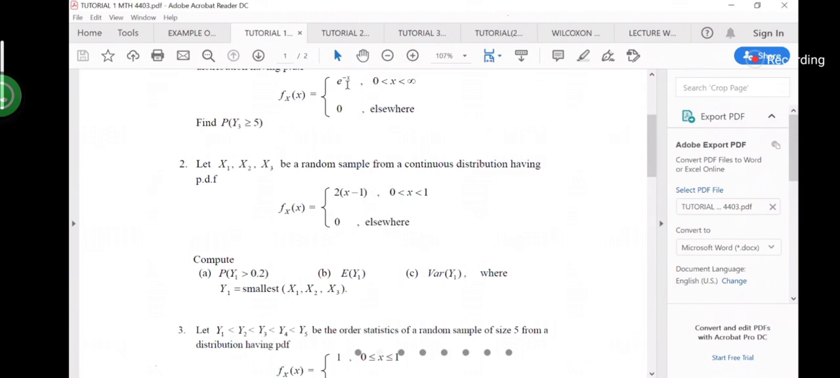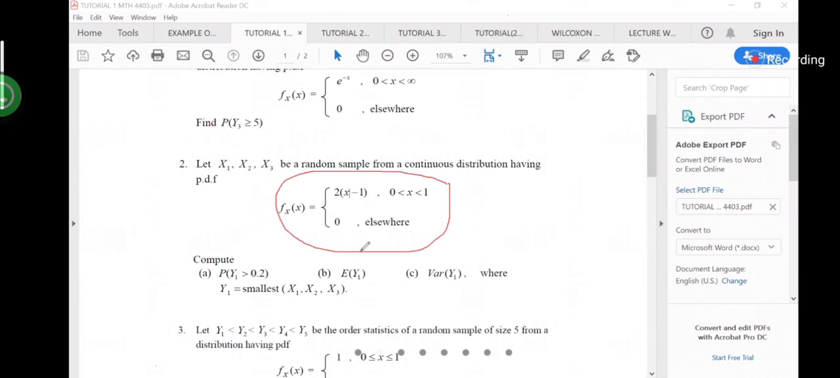No. Okay. Amy, why is this not a PDF function? Because it's not equal to 1. What is not equal to 1? You cannot just say not equal to 1. What not equal to 1? The integral of the function from 0 to 1.